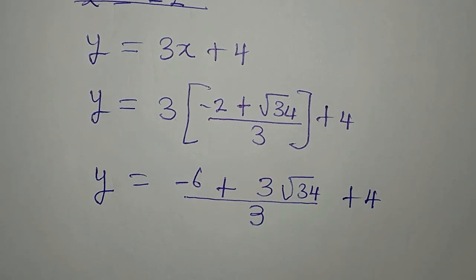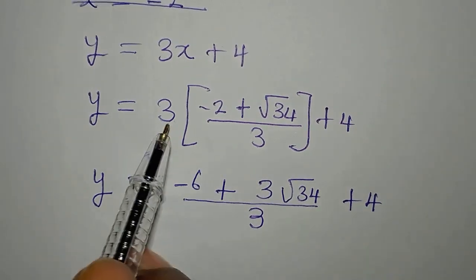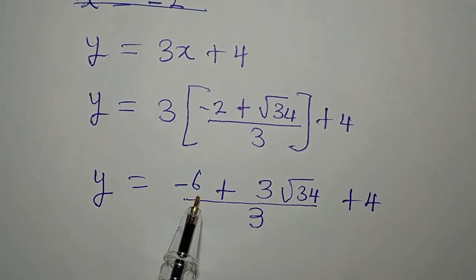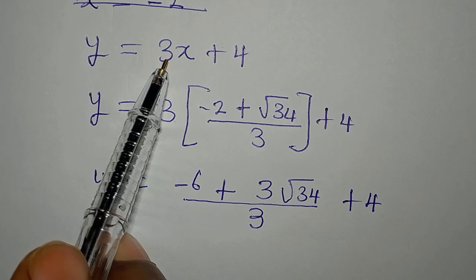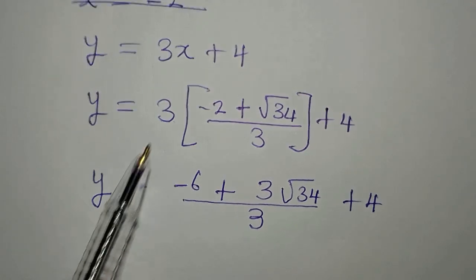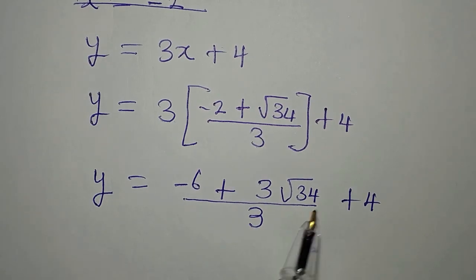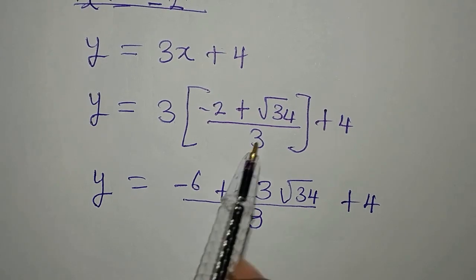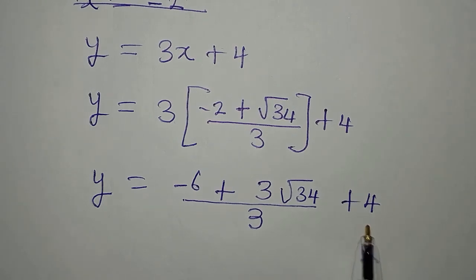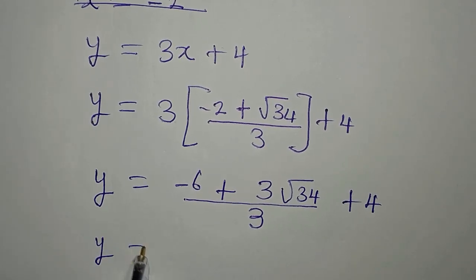Okay, let me go over this again. We have 3 times this. How do we get the 3? It is from equation 1. So we have 3 times minus 2, that is minus 6. Then 3 times this is this, then divided by this 3, and then the 4 is here. Now y here is equal to minus 6.